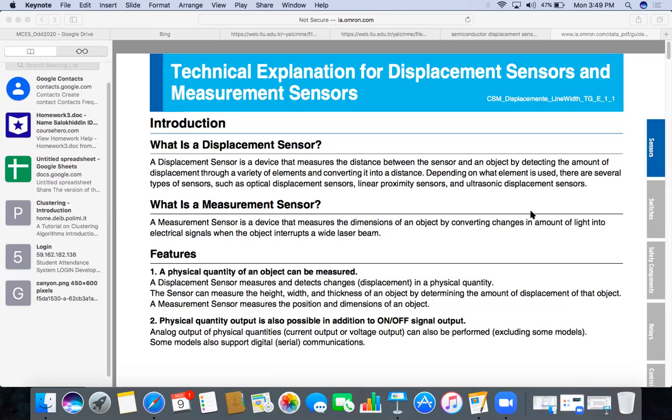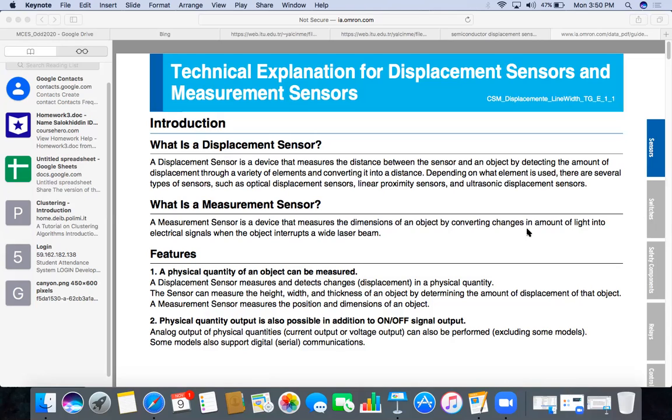What is a measurement sensor? A measurement sensor is a device that measures the displaced dimension of an object by converting changes in the amount of light into electrical signals when the object interrupts a white laser beam.